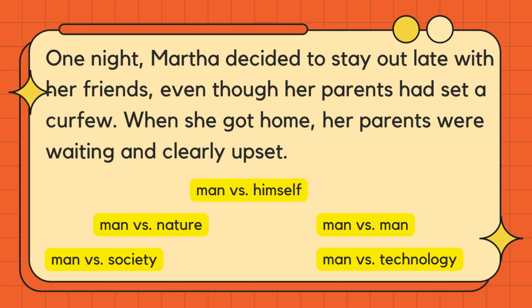Correct. This is an example of man versus man. Martha wanted more freedom, but her parents wanted to keep her safe. So sometimes our personal choices can clash with rules or authority figures, like in this example, our parents. And this could lead to conflict or consequences.